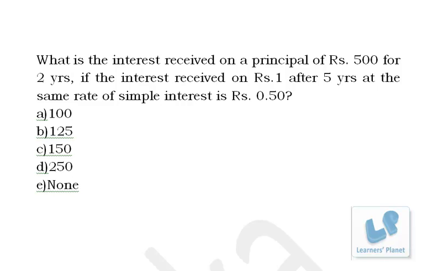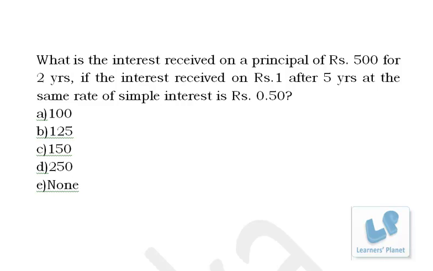Now simple interest remains same throughout the tenure, right? Every year you'll be getting the same amount as simple interest, right? Now you are getting 50 rupees as simple interest in 5 years. That means every year you are getting 10 rupees, right? So what will be the interest rate on 100 rupees? That is 10%. So the interest rate is 10% per annum.